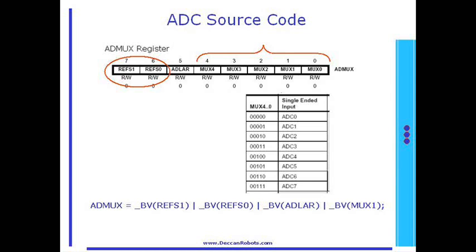You can specify the ADC channel usage by setting bit 0 to bit 4 as per the table shown on your screen. The ADLAR bit is used to specify the 8-bit or the 10-bit output format. If you want to use the 8-bit output format, set the ADLAR bit.